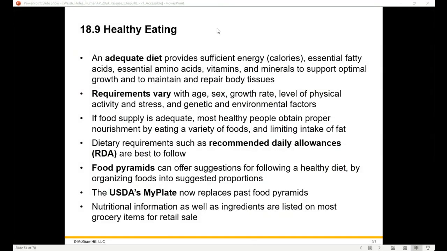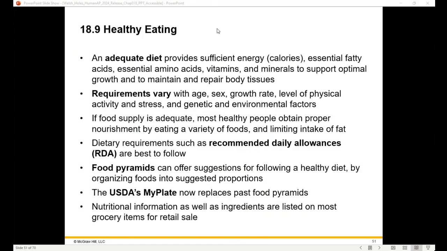Okay, healthy eating. An adequate diet provides sufficient energy and calories, essential fatty acids, essential amino acids, vitamins, and minerals to support optimal growth and to maintain and repair body tissues. Requirements vary with age, sex, growth rate, level of physical activity and stress, and genetic and environmental factors.